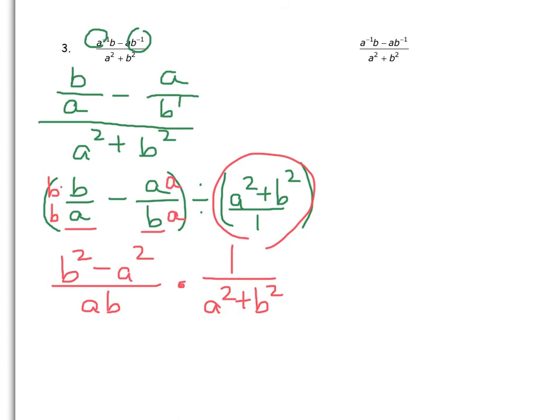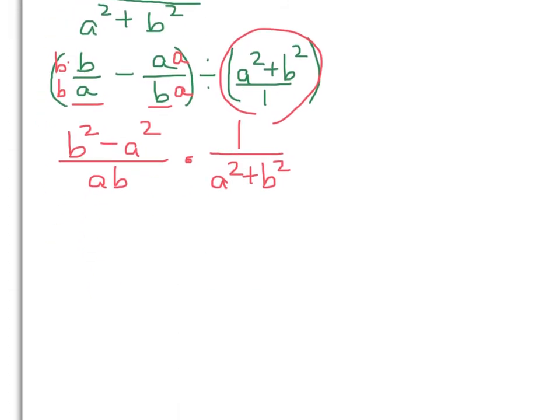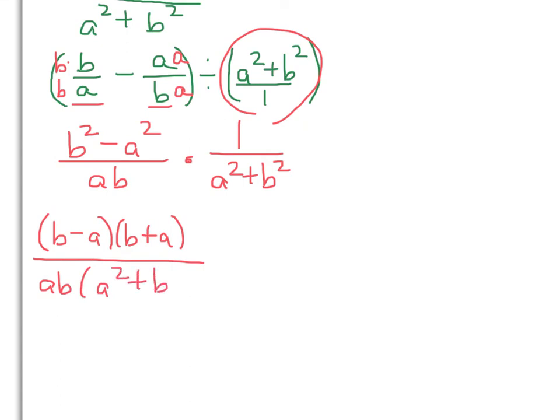And as I come back to write my answer, I could factor the top. I could factor it as b minus a times b plus a. My denominator is going to be ab times a squared plus b squared. The only thing is, my sum of squares doesn't factor down anymore. So even though I've broken down the numerator and factored it, I don't have anything left that I can do in terms of simplifying this one, and that's done.